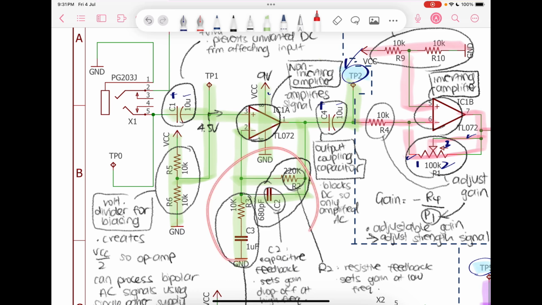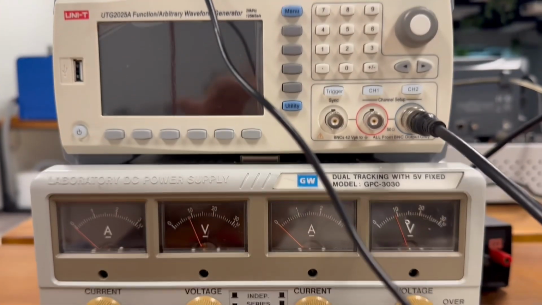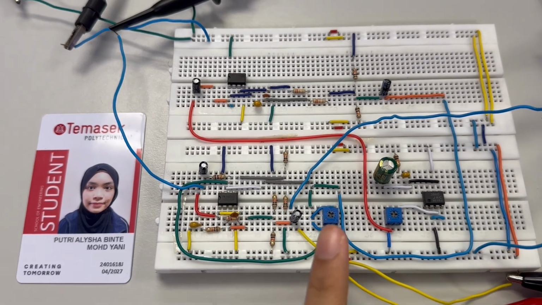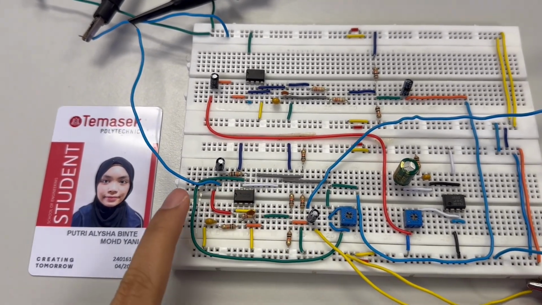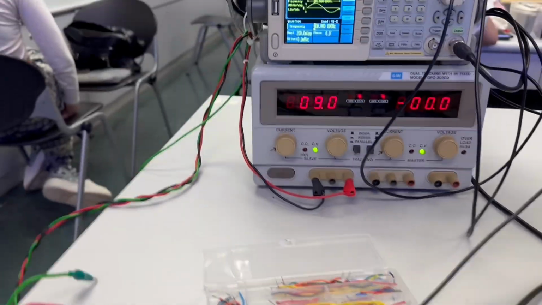Moving on from these second order low pass filters, there is this capacitor, which is the output coupling capacitor, which blocks DC so that only AC is amplified. Evidence for the accuracy of 9 volts for the power supply. So this is my patched circuit for my first amplifier. This is my testing point 1 and this is my testing point 2. Now as you can see, my power supply is at 9 volts.